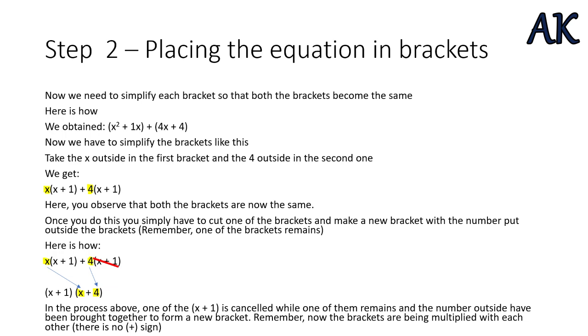Once you do this, you simply have to cut one of the brackets which are the same and make a new bracket with the numbers put outside the brackets. Remember, one of the brackets remains. Here is how it now looks: x plus 1 into x plus 4. You can see above how the x and 4 have been brought together in a new bracket and how one of the x plus 1 is cancelled while one of them remains. Remember, now the brackets are being multiplied with each other. There is no plus sign.